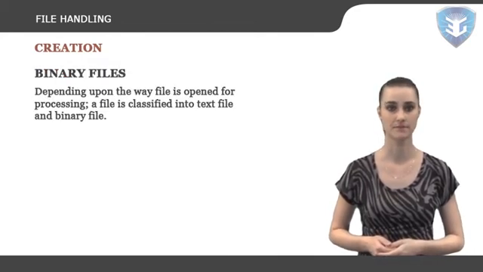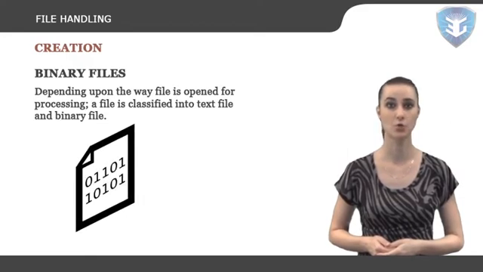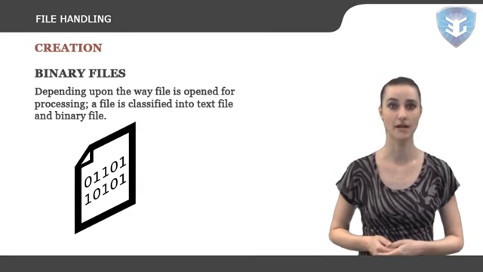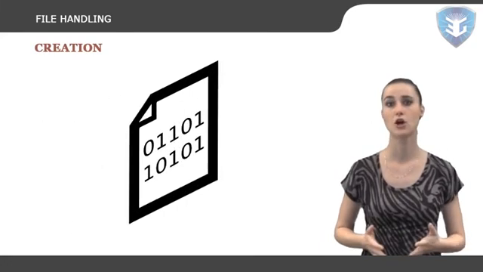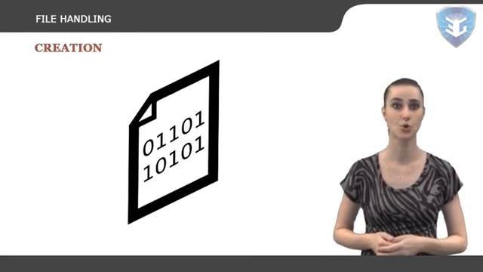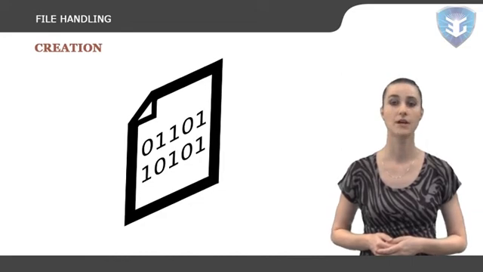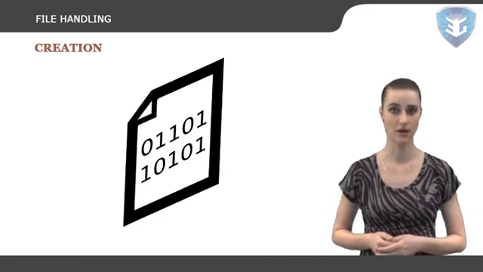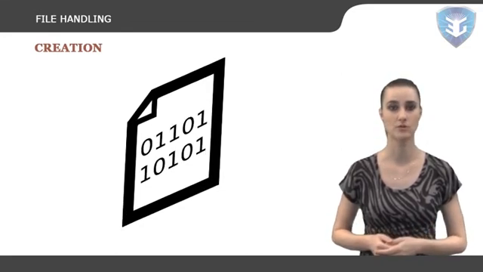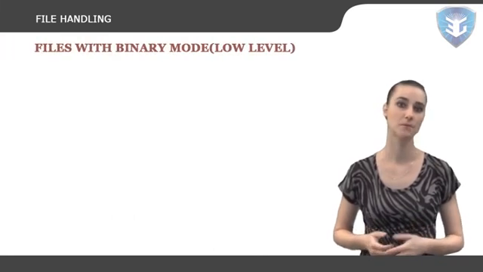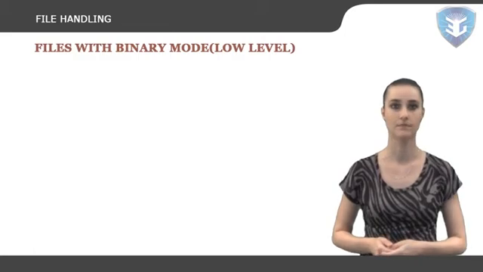Binary files. Depending upon the way a file is open for processing, a file is classified into text file and binary file. If a large amount of numerical data is to be stored, text mode will be insufficient. In such a case, binary file is used. Working of binary files is similar to text files with few differences in opening modes, reading from file and writing to file. Now let's talk about files with binary mode.